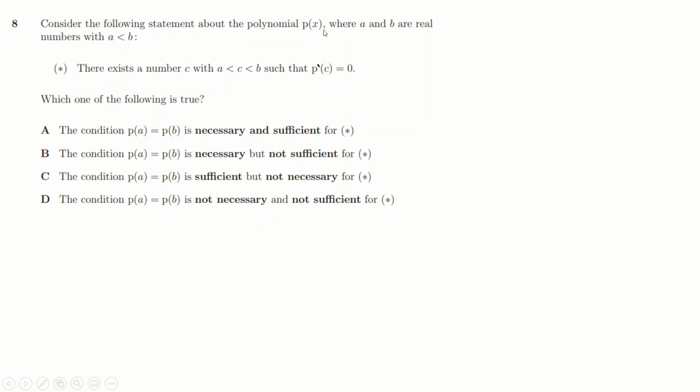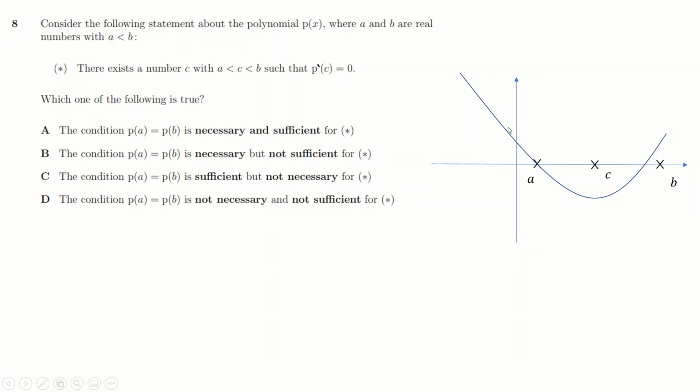Question number 8. Consider the following statement about a polynomial. There exists a number c between 2 other numbers a and b such that the derivative of c is 0, and again, a necessary and sufficient thing. So again, we're thinking of examples. Just to give you an idea what this is talking about, you have 3 points, a, b, and c, and the c bit has the derivative of the function be 0. So the c bit, the function at c is a stationary point.